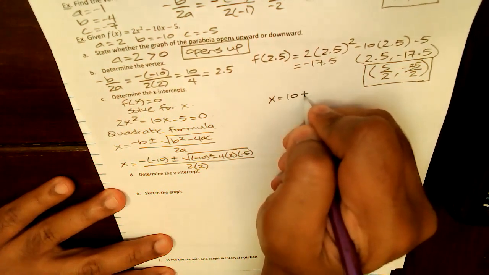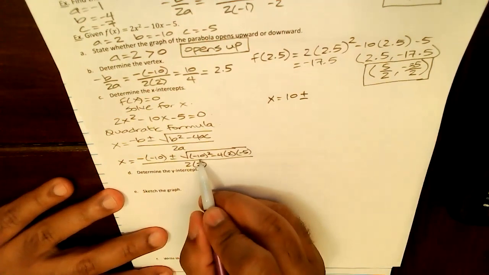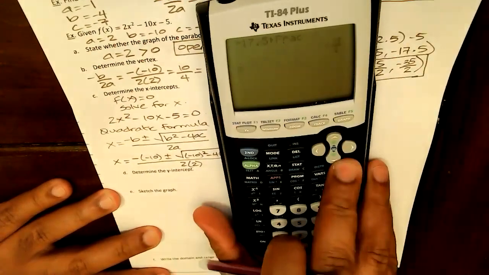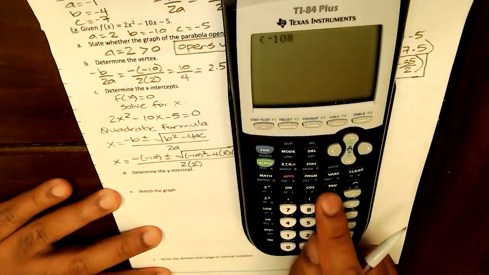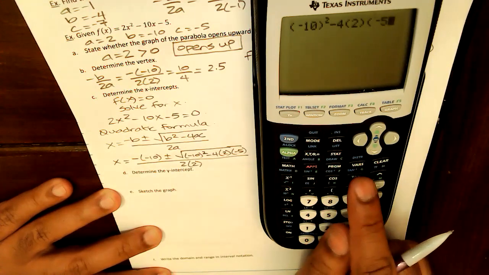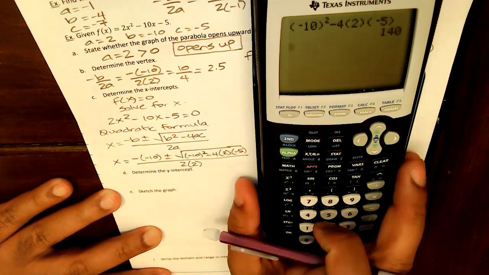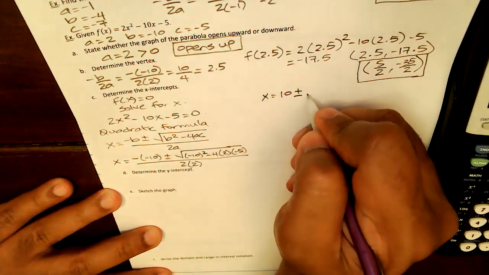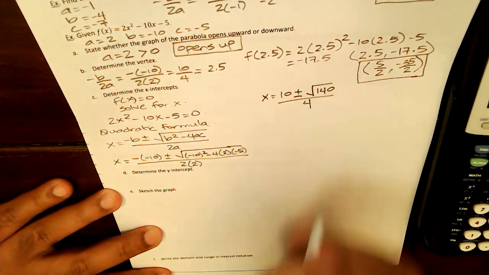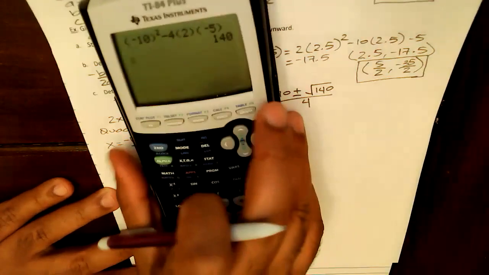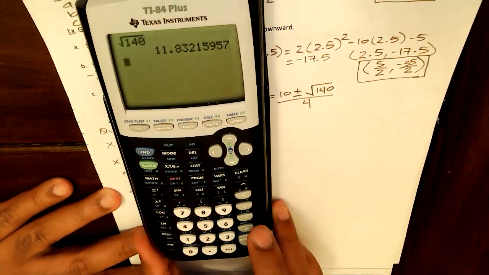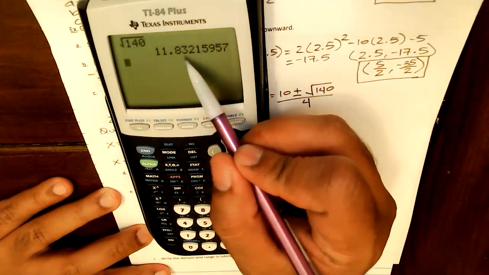So that's going to be a positive 10 plus or minus. What I'm going to do now is figure out what's the value inside of the radical. Inside of the radical, I have negative 10 squared minus 4 times 2 times negative 5. That equals 140. So I have 10 plus or minus the square root of 140 divided by 4. Now, unfortunately here, the square root of 140 is not a nice number. So this comes out to a decimal value.